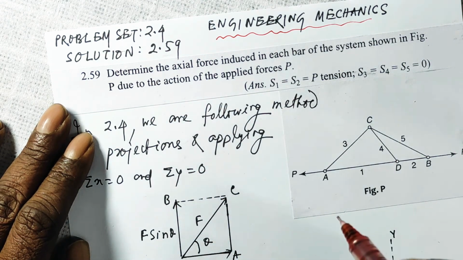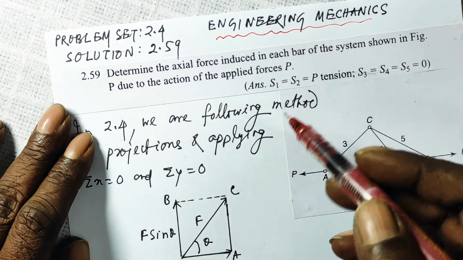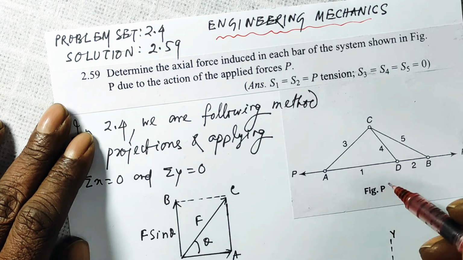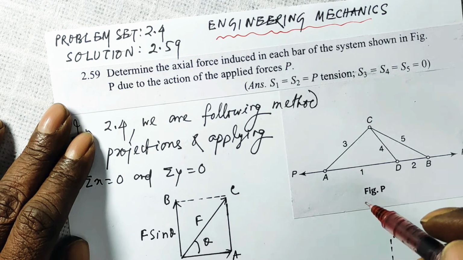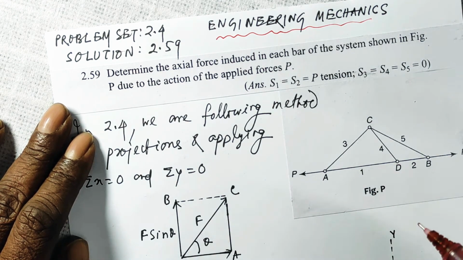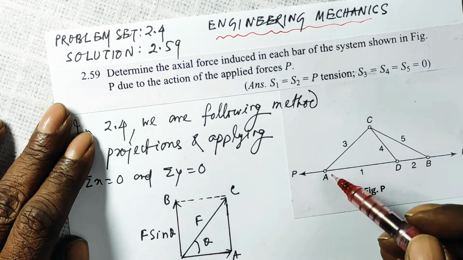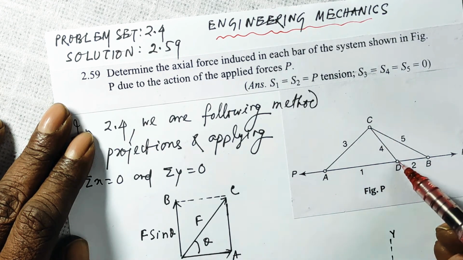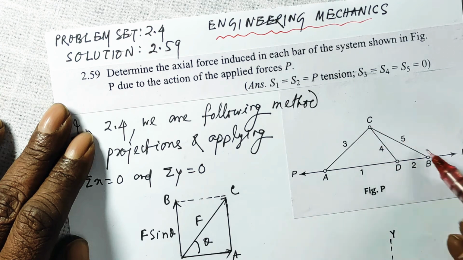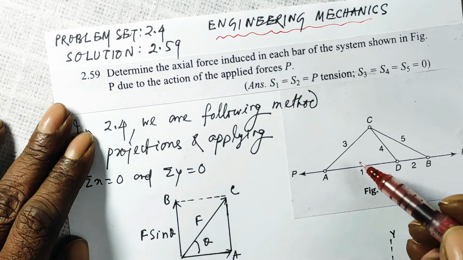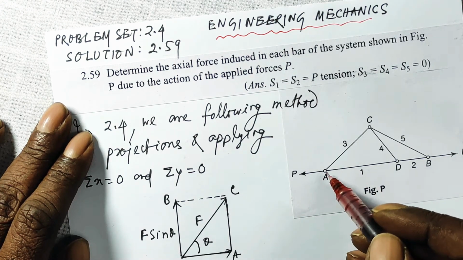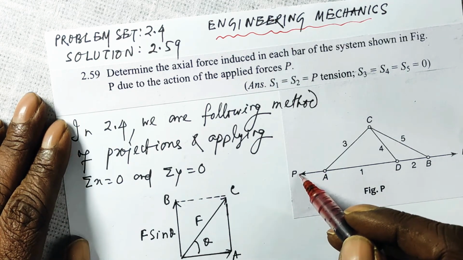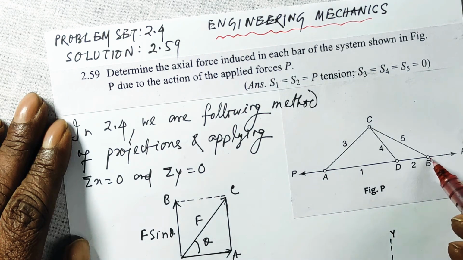Determine the axial force induced in each bar of the system shown in figure P, due to the action of the applied forces P. If you look, AC is a bar, AD is a bar, CD is a bar, CB is another bar. So there are 1, 2, 3, 4, 5 bars. They are connected as shown. At this point there is a force P to the left. At this point there is a force P towards the right.